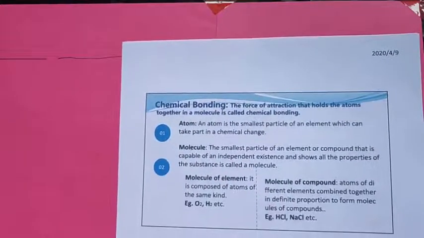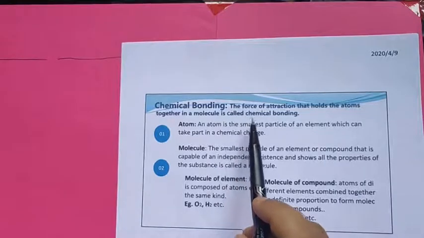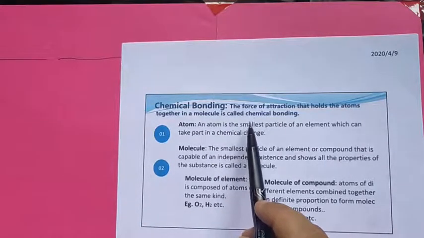First of all, let us try to understand what is chemical bonding. Here you see the definition. The force of attraction that holds atoms together in a molecule is called chemical bonding.